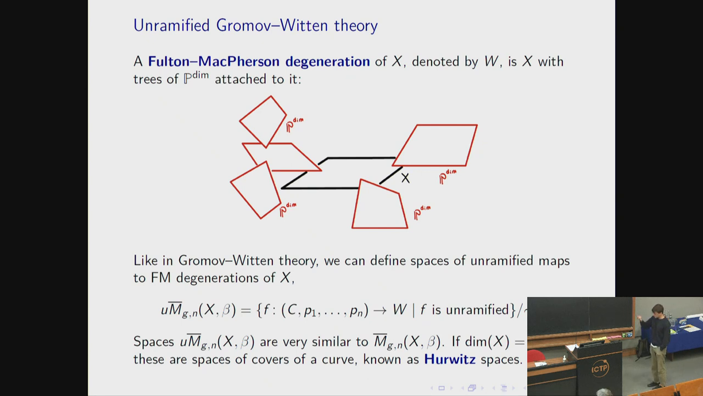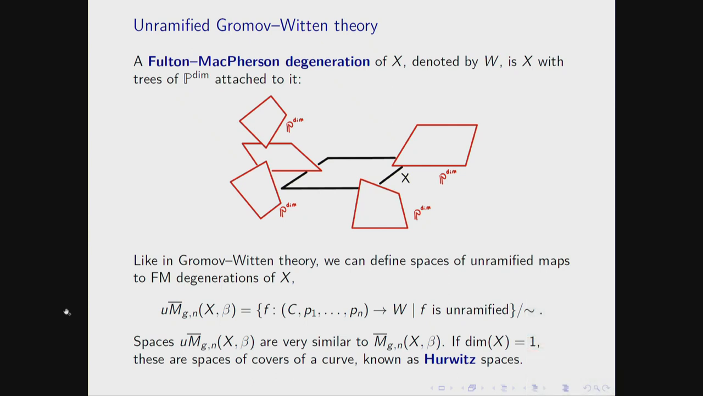You also require that they have finitely many automorphisms, but now you consider automorphisms not only on the source but also on the target. So all these bubbles have scaling and translation, and you consider the bubbles up to scaling and translation, and you then identify maps from your curves to Fulton-MacPherson degenerations up to these automorphisms, both on the target and the source. And then, just like in Gromov-Witten theory, you require it to be stable in the sense that there are only finitely many automorphisms.